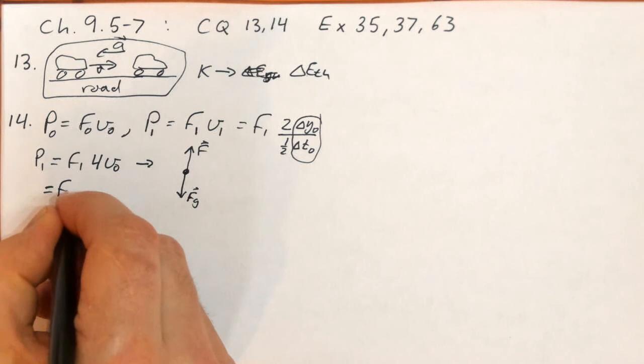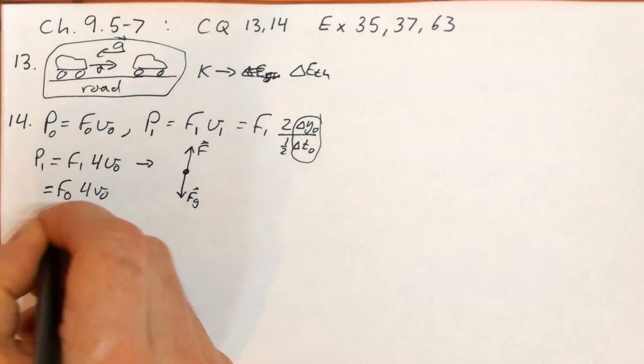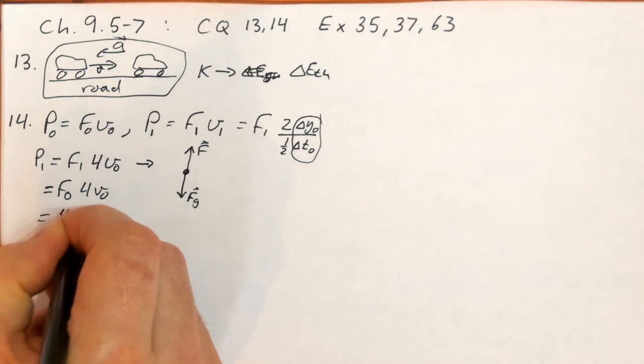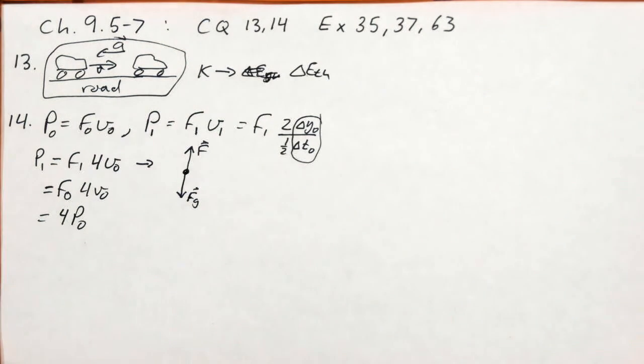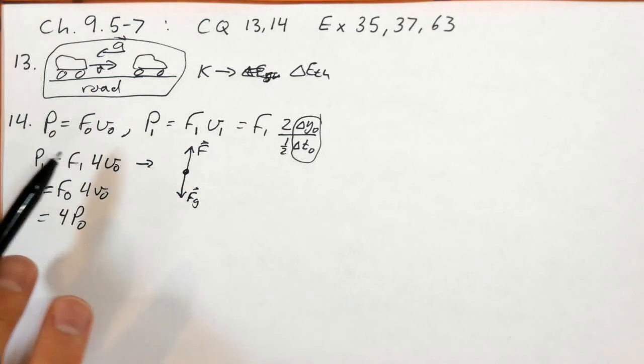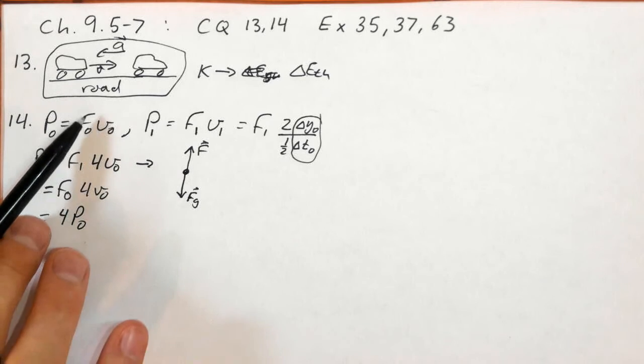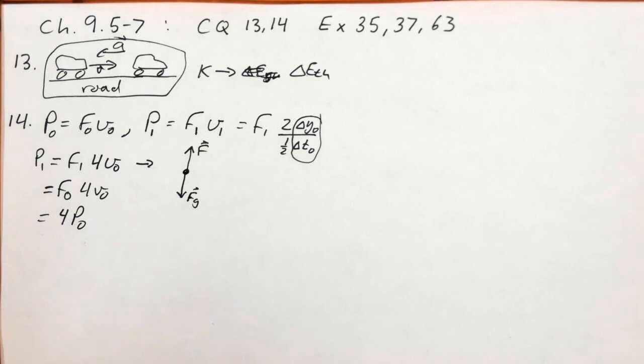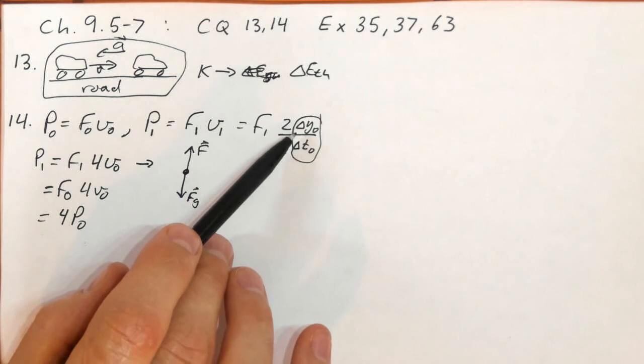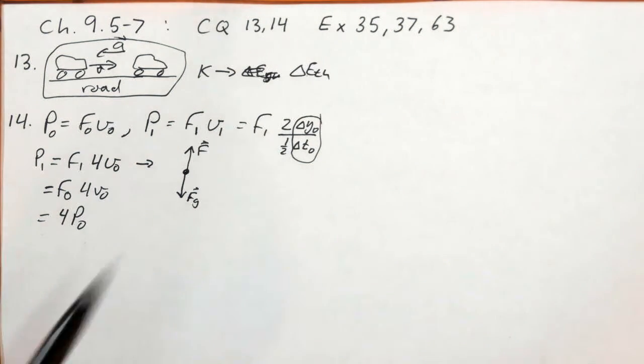So this is going to be the same thing as F0 for v0, which means our power is 4 times the original power. So this is, again, recognizing proportionalities, but with a little bit more depth of recognizing that the forces were the same because of constant velocity, and that the velocity increased 4 times. All right, that's it for that exercise.